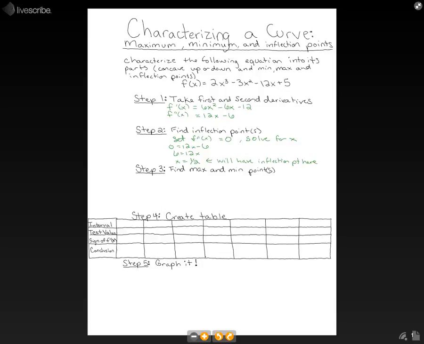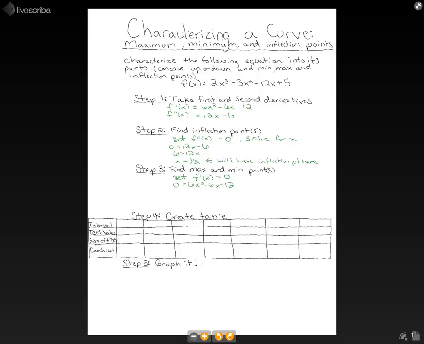Now let's find where we're going to have our maximum and minimum points. So for this one we're going to set f prime of x, or the first derivative, equal to 0. And once we do that, we are going to get 0 equals 6x squared minus 6x minus 12.